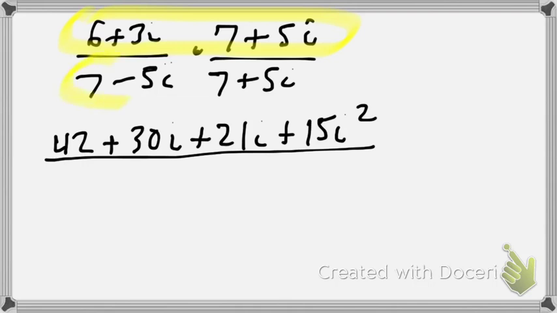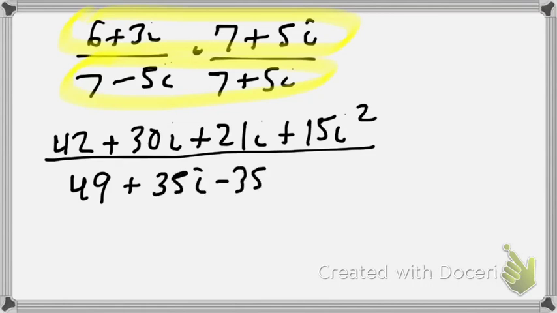Alright, underneath here, 7 times 7, that's going to give us 49. 7 times 5i, the outers, that's going to give us a positive 35i. The inners, a negative 35i, so that's the magic of all that. As you can see, that's going to cancel out. Negative 5i times a positive 5i, that's a negative 25i squared. Alright, let's simplify.